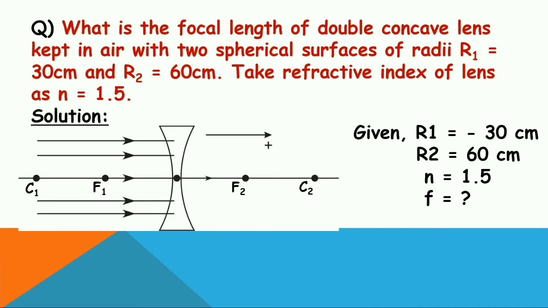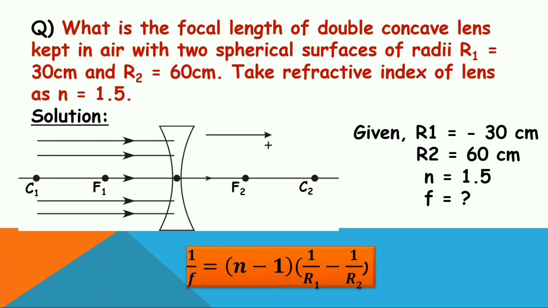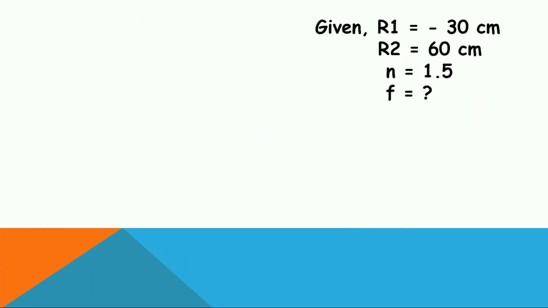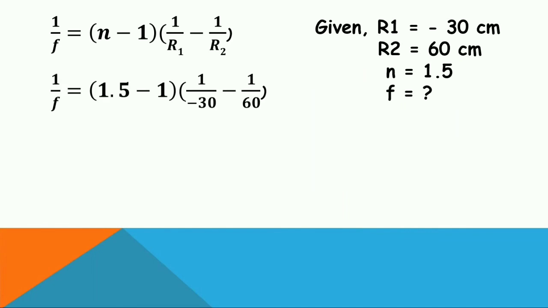And we know the relation between R1, R2, n and f is given by the lens maker's formula. Write down the lens maker's formula: 1 by f is equal to n minus 1 into 1 by R1 minus 1 by R2. By substituting the values in the formula, 1 by f is equal to 1.5 minus 1 into 1 by R1, which is minus 30, minus 1 by R2, which is 60.